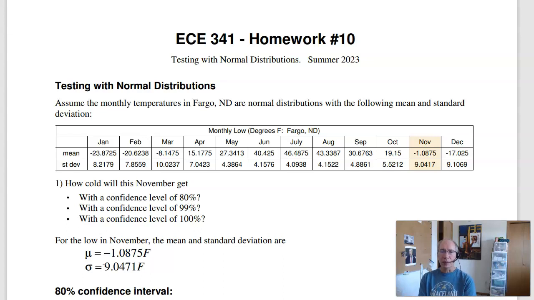The first problem is here's data from Hector Airport. It's the monthly low for Fargo, North Dakota on each month, the mean and standard deviation. So given this data, what's the confidence interval at 80%, 99%, and 100% confidence for the low in November? Well, the mean and standard deviation come from the table. That's right here.